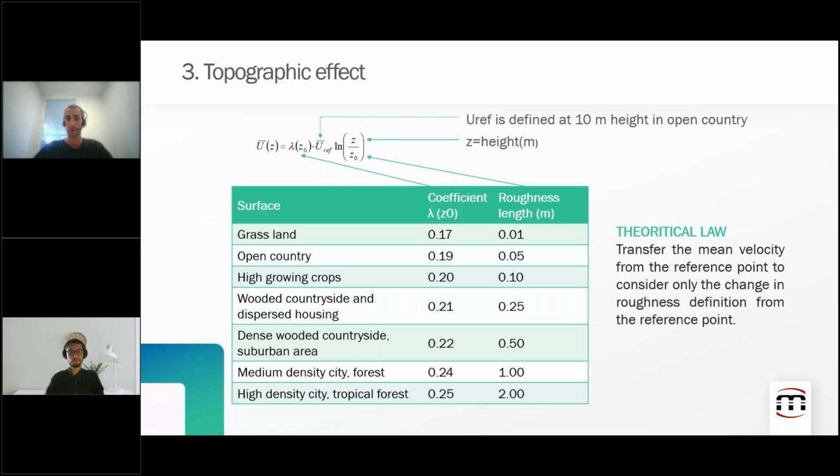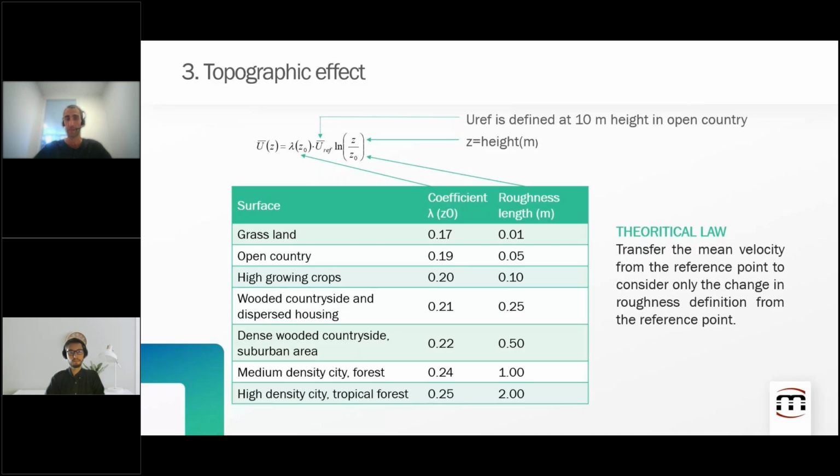It depends also on your reference wind speed. This reference wind speed in this formula is expressed as a wind speed at 10 meters high in open country, and is multiplied by the logarithm of z. Z here is the height above the ground, and Z0 is the roughness length of your site.